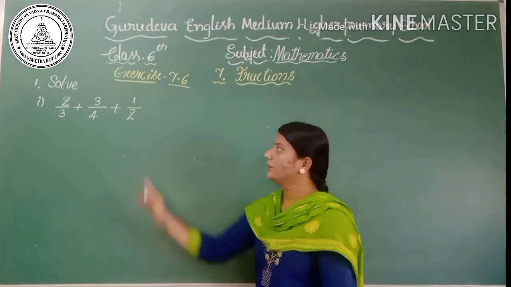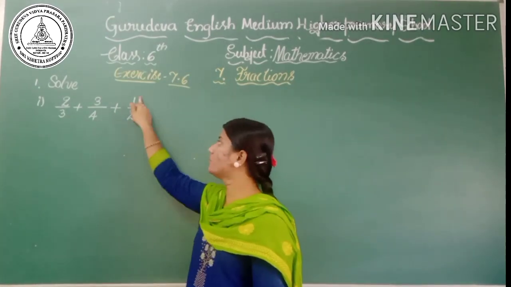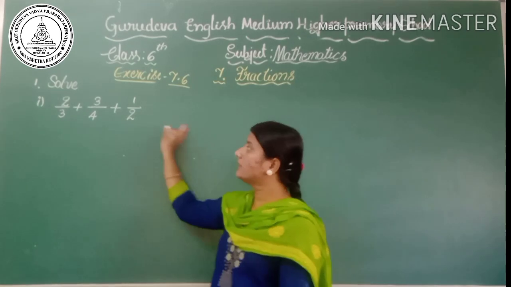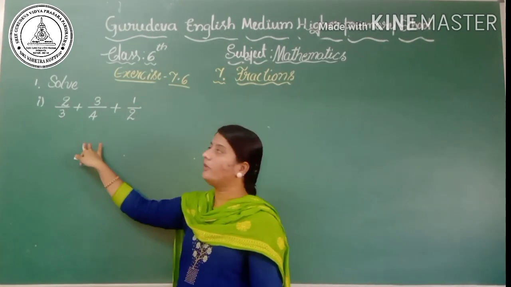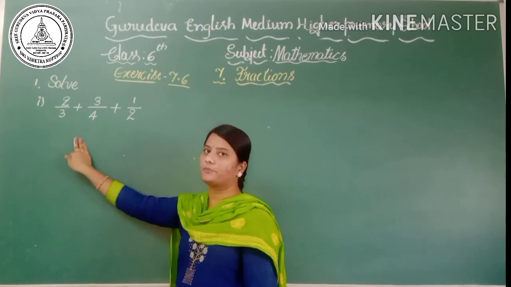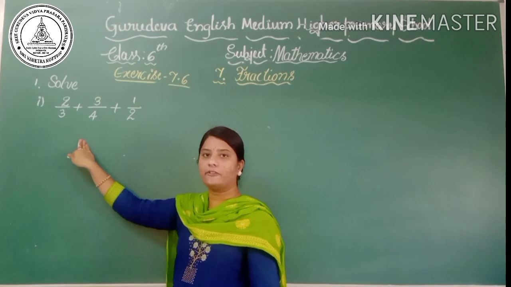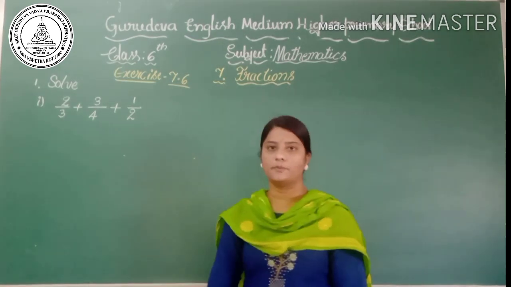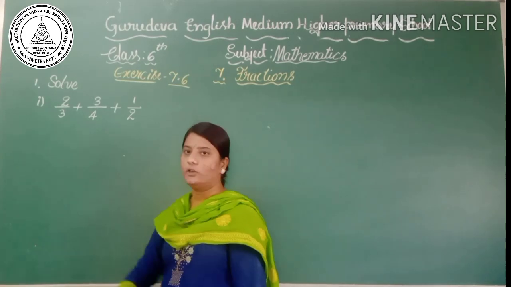The next problem is the I question: 2 by 3, 3 by 4 plus 1 by 2. Here the given three fractions are also unlike fractions. So what we have to do is the same type of thing. We have to convert the unlike fractions into like fractions by taking the LCM of the denominators. Take the LCM of these three denominators.